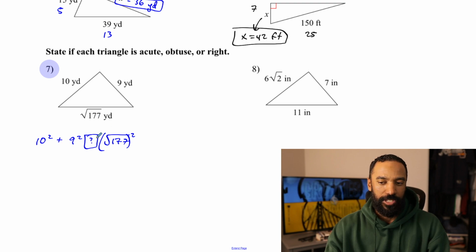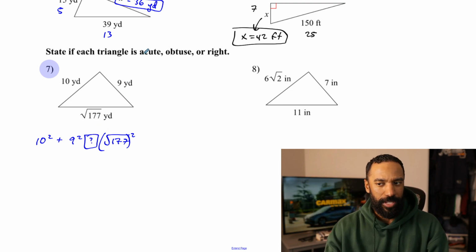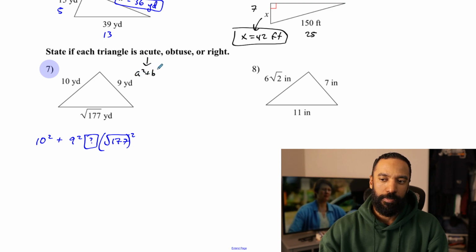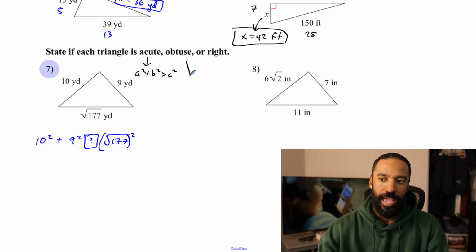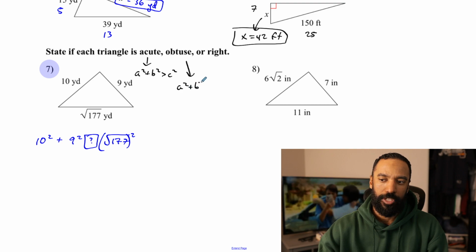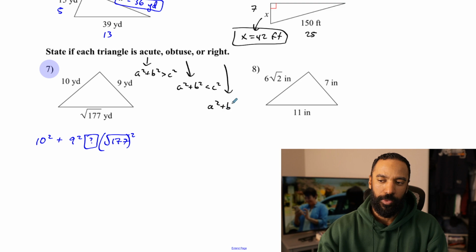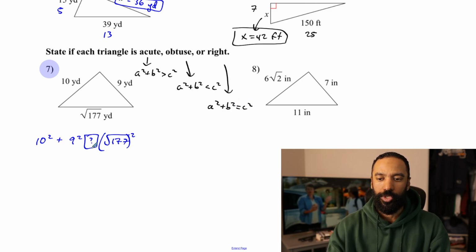So let's just make a box and say, is it equal to, is it greater than, or is it less than? Because an acute triangle would have a squared plus b squared be greater than c squared. An obtuse triangle would have a squared plus b squared be less than c squared. And of course, we know a right triangle would have a squared plus b squared equals c squared. So let's see which one this is.